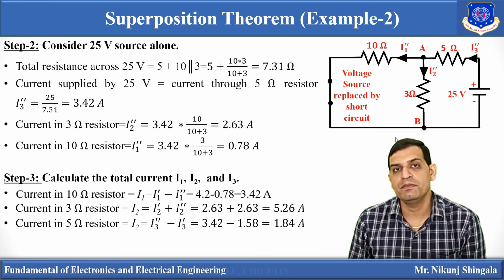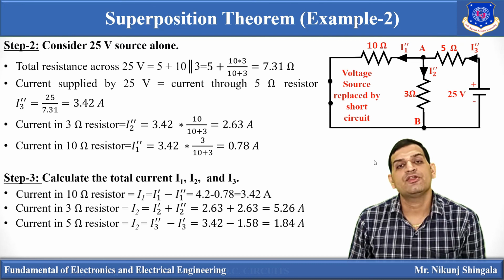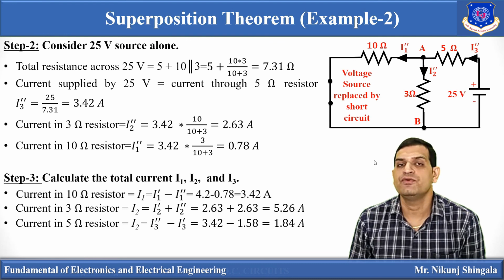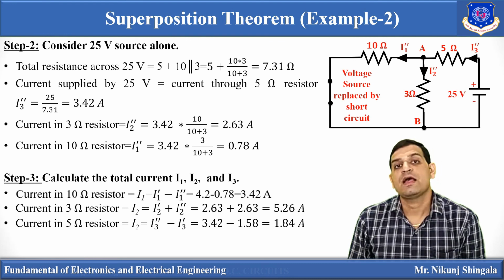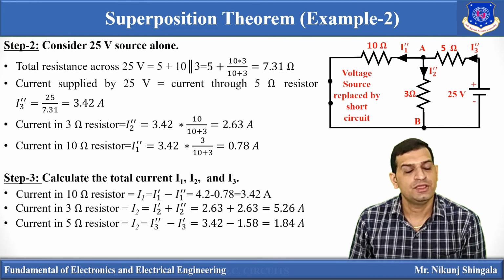So the only thing to remember whenever we are applying the superposition theorem is the direction of the current. If the directions of the currents are reversed, then we have to take the subtraction. If the directions of the currents remain the same, then we have to take the addition. So this is how we can calculate current or voltage using the superposition theorem.